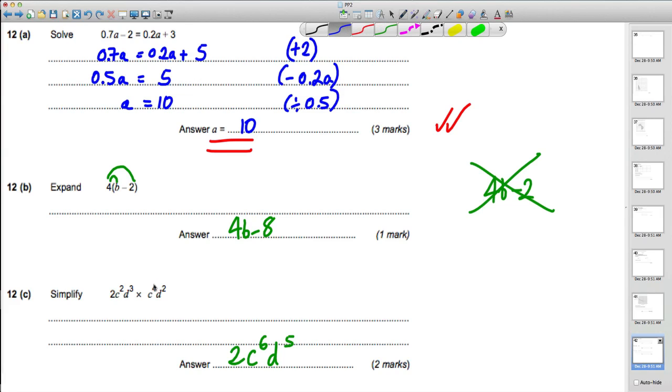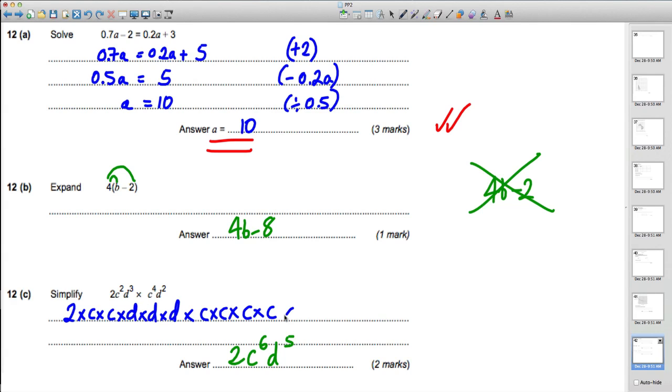Now, if you're confused whether you add the powers or multiply the powers, just write this out and see what it means. Look, it means 2 times c times d times d times d, and this is times c times c times c times c and times d times d. Now, you've only got one number there, 2, hence 2. You've got 1, 2, 3, 4, 5, 6 c's multiplying together, so it's c to the power of 6. And then you've got 1, 2, 3, 4, 5 d's multiplying together, so it's d to the power of 5. So when you're going through indices questions and there's a lot of rules to remember, just try and think logically, and that will always help you get the right answer.